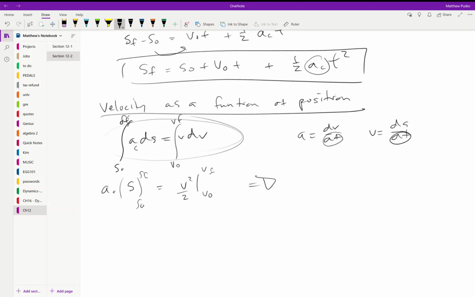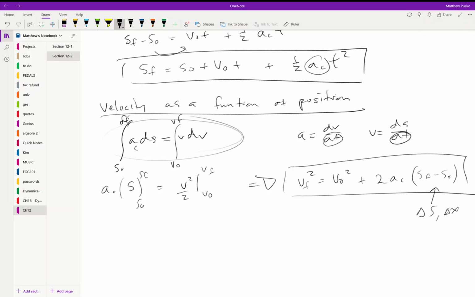Rearranging, we get v final squared is equal to v naught squared plus 2 times that constant acceleration times s final minus s naught. This is often delta s or delta x. There we go. We have 3 kinematic equations, but they only work for constant acceleration. Don't forget that.